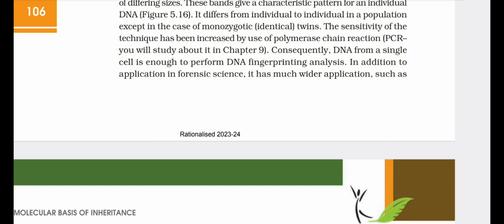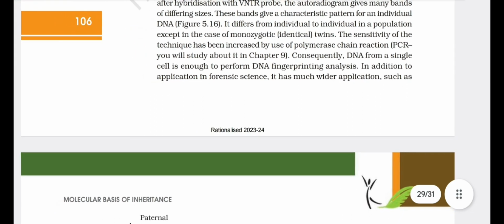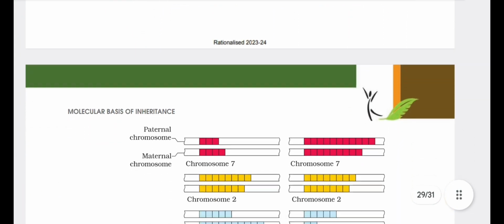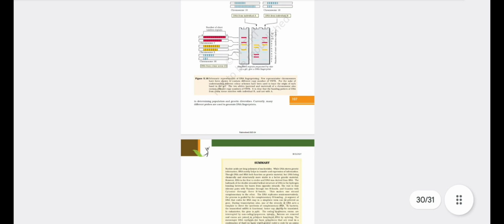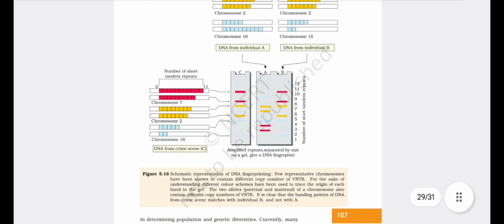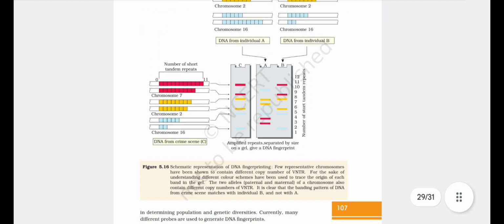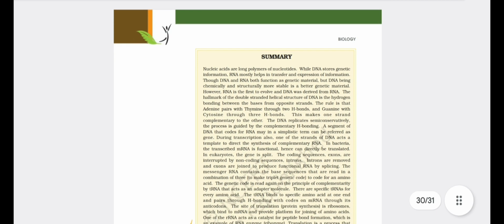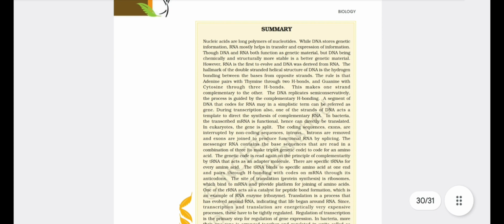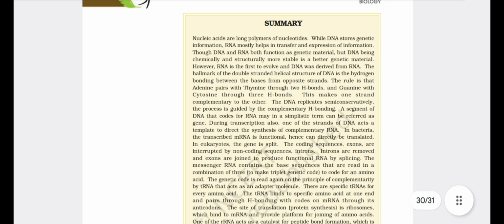In addition to application in forensic science, it has much wider applications such as in determining population and genetic diversity. Currently, many different probes are used to generate DNA fingerprinting, and this is the schematic representation of the different steps that are involved in DNA fingerprinting. So it is all about your molecular basis of inheritance, chapter 5.